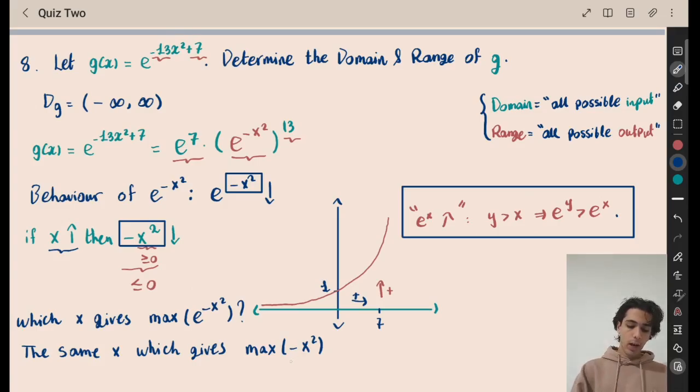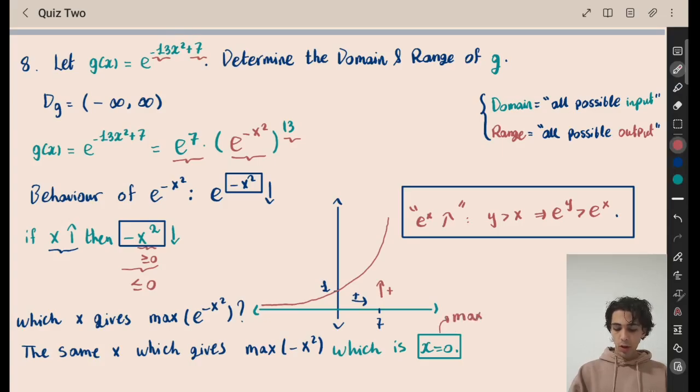And then, how do we maximize this? Well, this is not too difficult. So this is a decreasing function. All the values are negative, except for one value which is not negative, which is 0. So x is equal to 0 is a maximum. Okay.